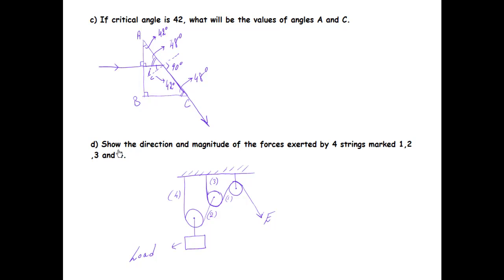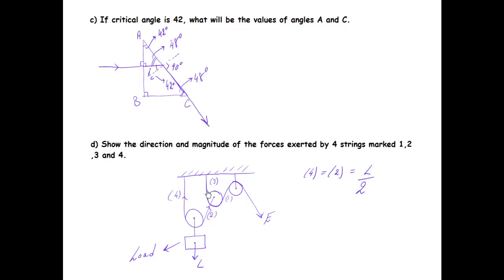The next sub question, show the direction and magnitude of the forces exerted by 4 strings marked 1, 2, 3 and 4. From this diagram, it is very clear that the load is acting downward here. There will be 2 tensions here, and both these tensions will be equal to half the load. So therefore, we can say that tension number 4 and tension number 2 are both having equal values, which is half the weight of the block or half the load.